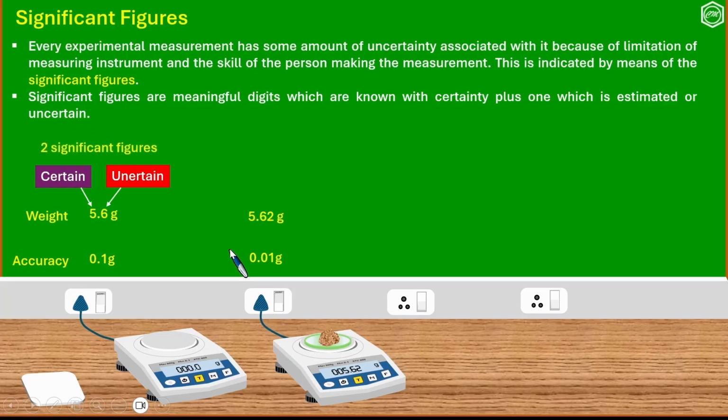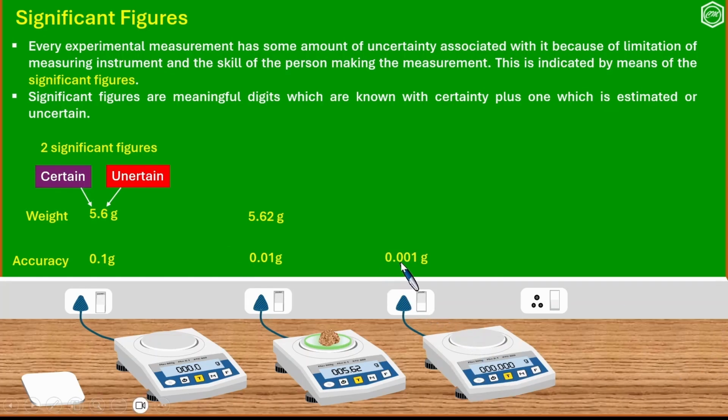Suppose that I am using a third balance. That also is a platform balance, but in this case it is more accurate than the first two. A minimum of 0.001 gram can be measured using this. Now you place the stone here. So the weight shown is 5.624 gram.